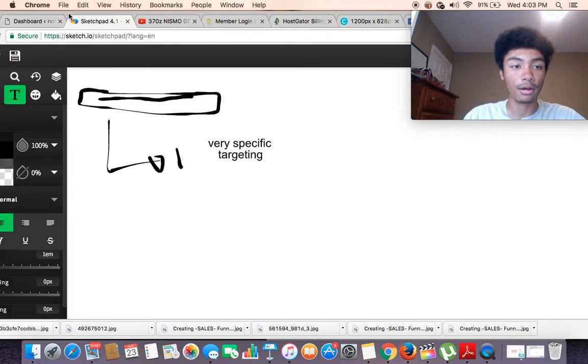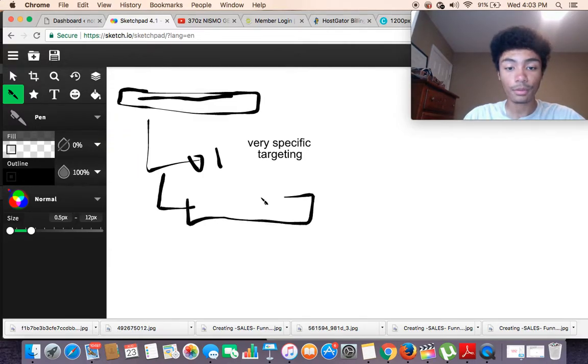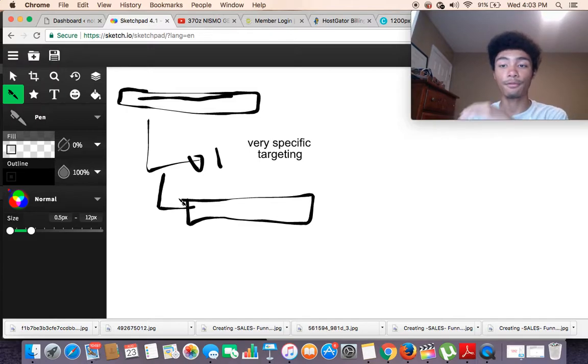And then from there, you make the audience even narrower. You're going to have that little option. It should be on the far bottom right of this upper box right here, and it's going to say narrow down further.